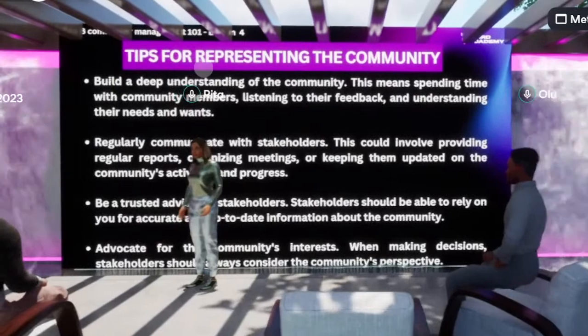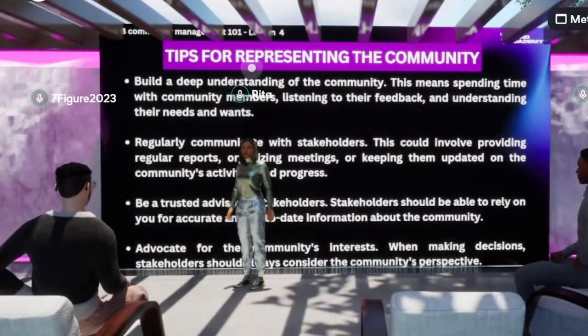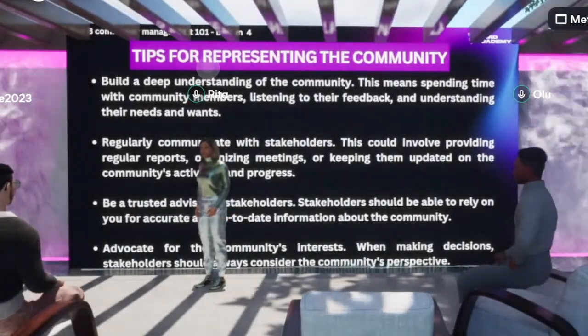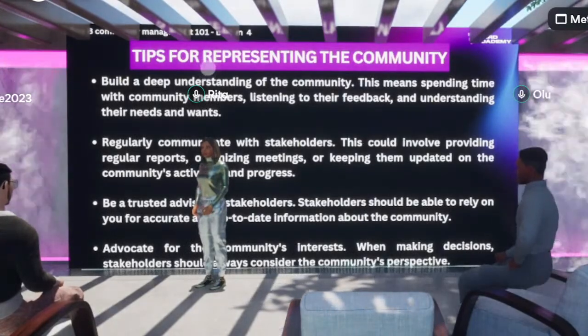So it's just like taking one step ahead of the average community manager. So advocate for your community's interests and ensure that their voices are heard.